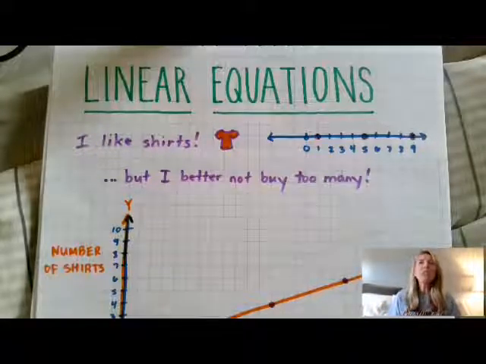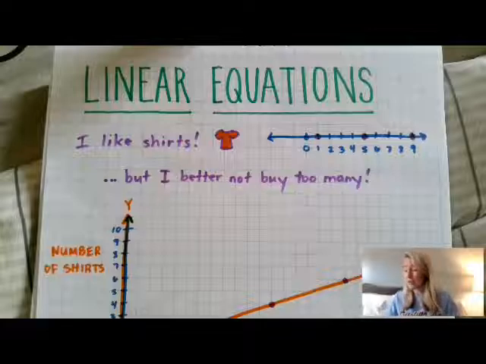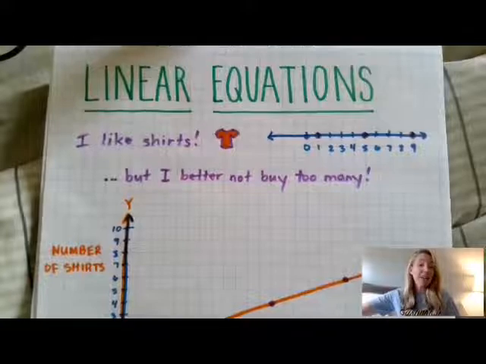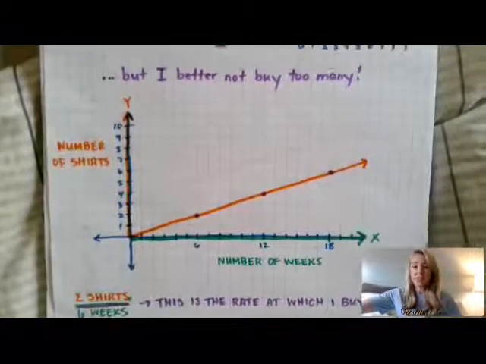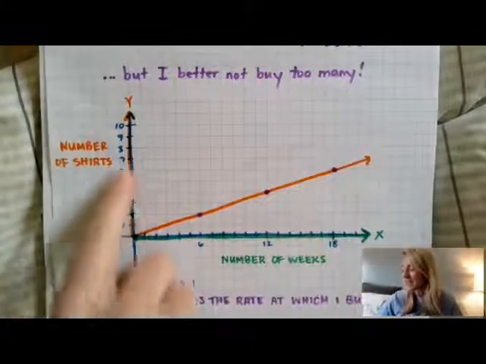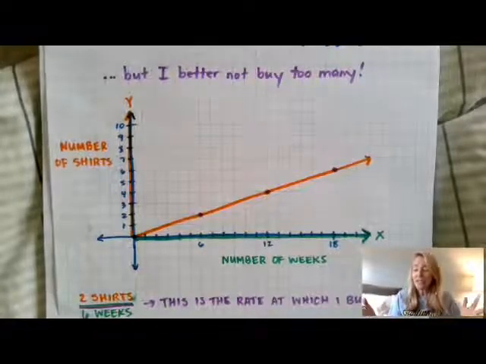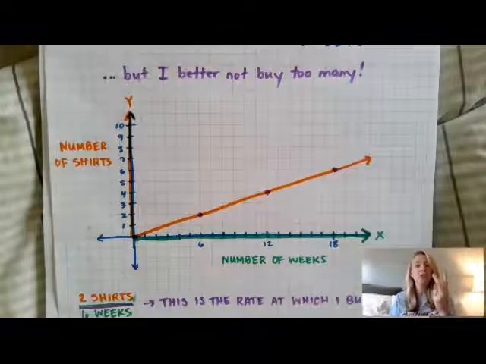But what happens when there's a little bit more to our story, right? I like shirts, but maybe I better not buy too many. So I need to think about maybe I'm budgeting, right? Maybe I get paid every 6 weeks and I can't buy too many shirts. So let's look at this example of a coordinate grid. We've got our x-axis and our y-axis, okay? Basically, guys, those are just 2 number lines. That's all they are. Don't let it be crazy or confusing, just 2 number lines, because now we're going to compare 2 things.